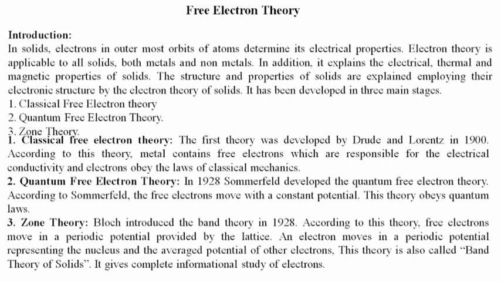Now in the same year, 1928, scientist Bloch introduced another theory, that is band theory. According to this theory, free electrons move in a periodic potential provided by the lattice. That means an electron moves in a periodic potential representing the nucleus and the averaged potential of other electrons. So this theory is also called the band theory of solids, and it is the latest theory, and it gives a complete informational study of electrons.